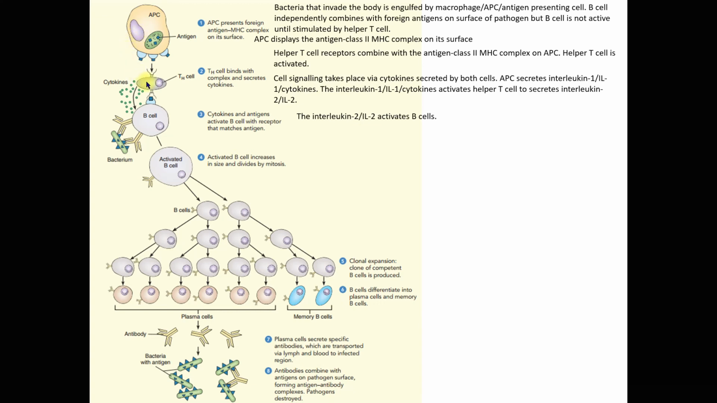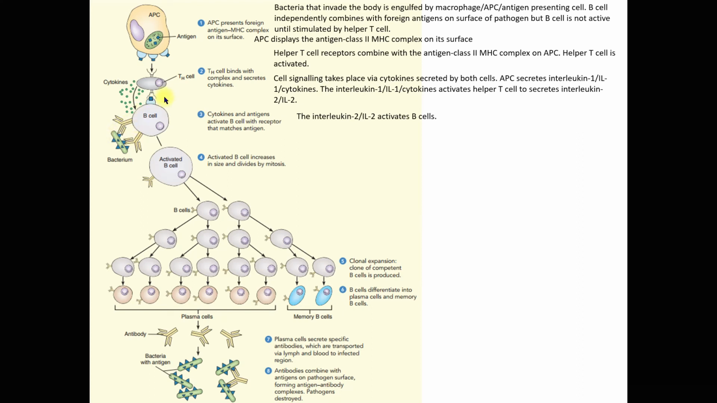Boleh faham? Okay, itu ialah cell signaling ini. Helper T cell secretes interleukin 1 to the APC. APC secretes interleukin 1 to the helper T cell. Now, at the same time, this helper T cell secretes interleukin 2 to the B cell, the B cell that earlier already bound with the antigen of the pathogen.